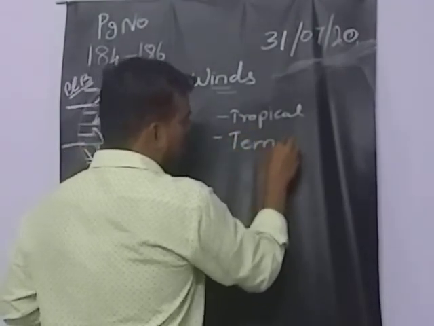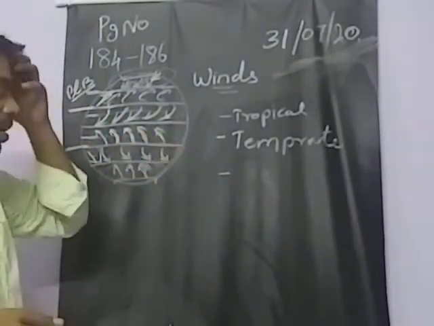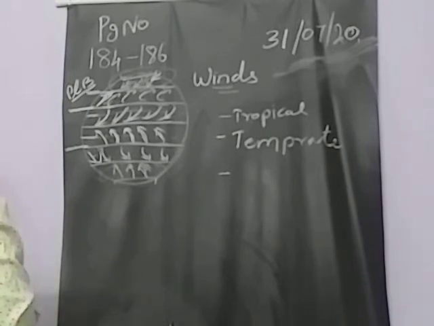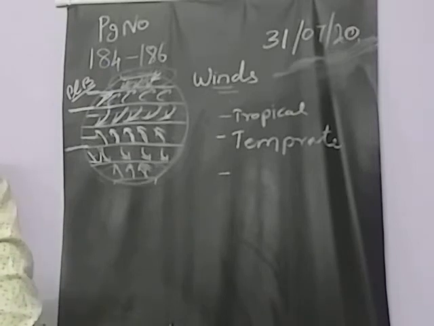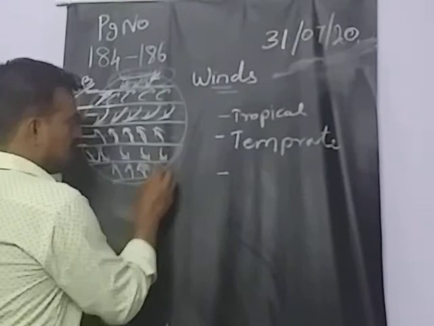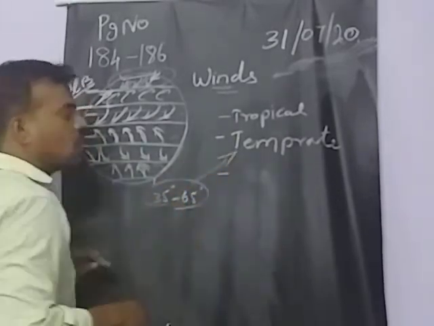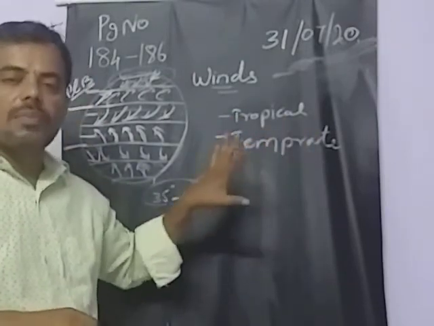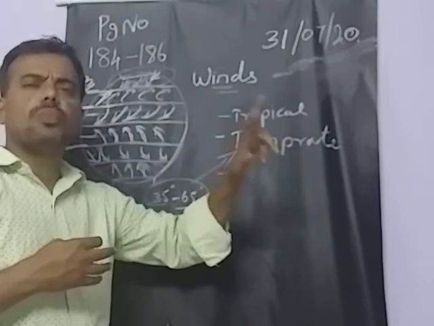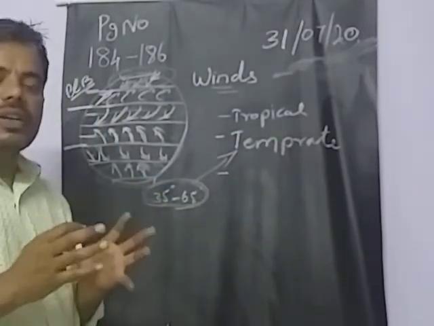Next one, temperate. This kind of cyclone we will get between 35 degree to 65 degree. In this area this kind of cyclone will be formed. Temperate cyclones are formed because cold wind and warm wind interact and blow towards a certain direction, especially the Mediterranean and European countries, and it extends up to Russia. From 35 degree to 65 degree, we will get this kind of wind.